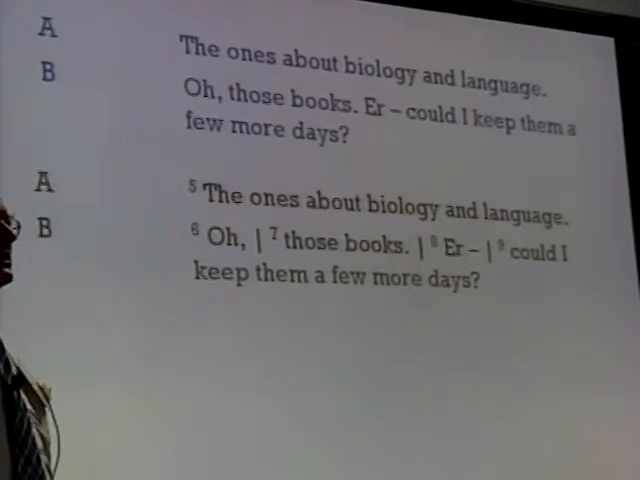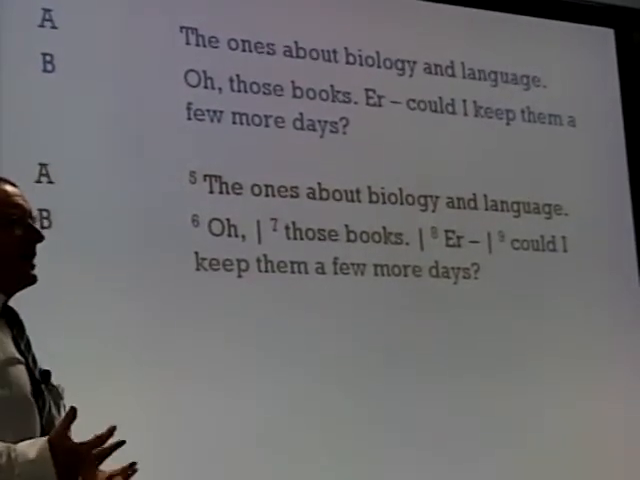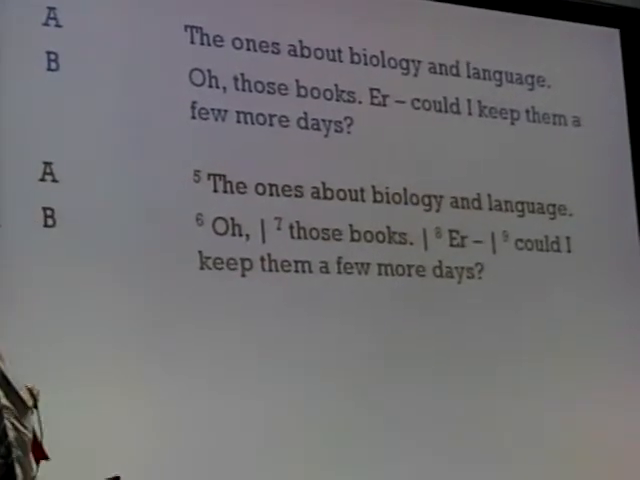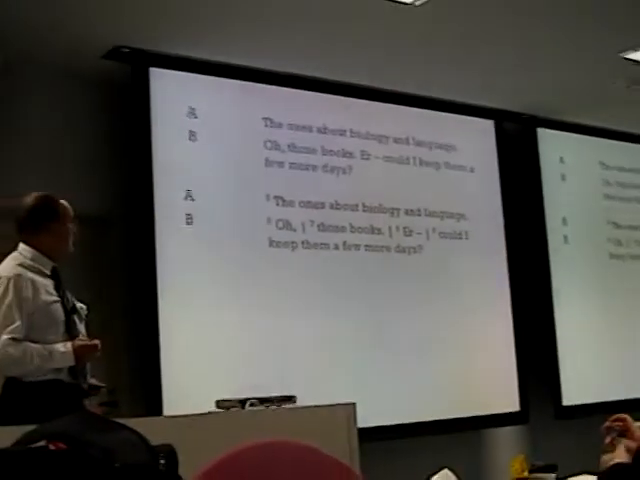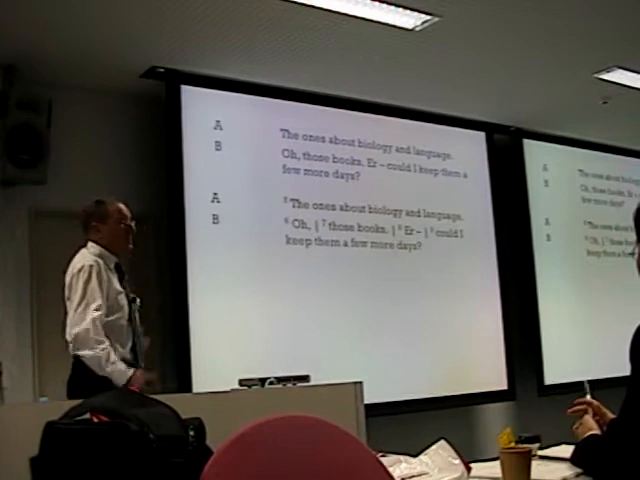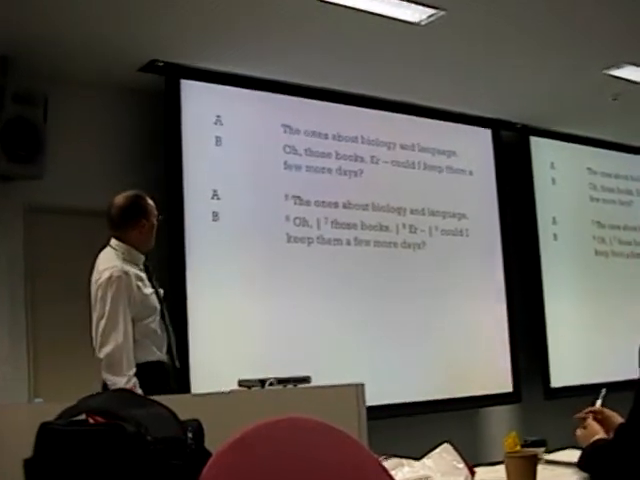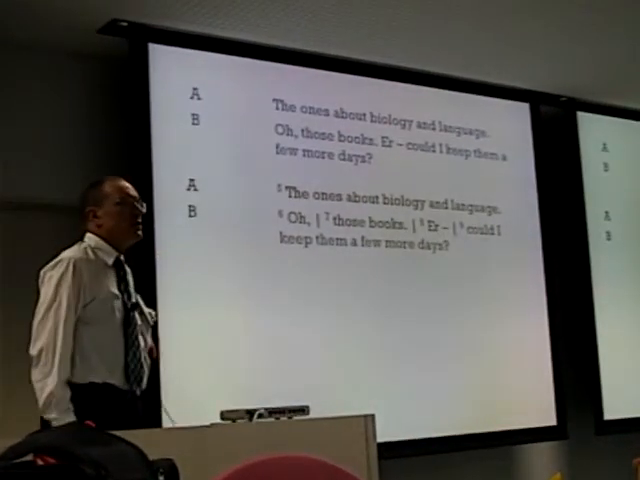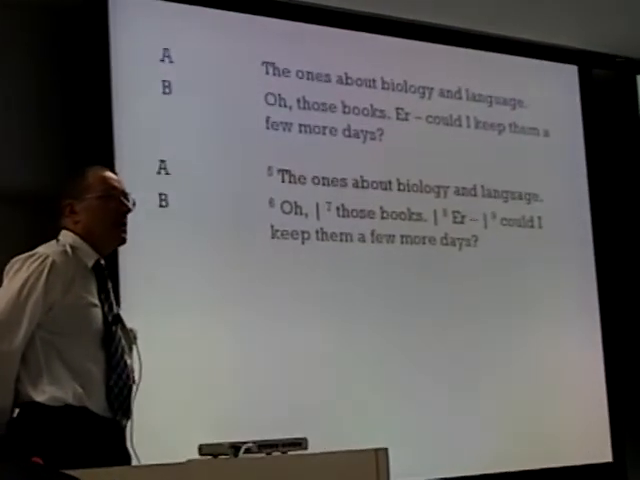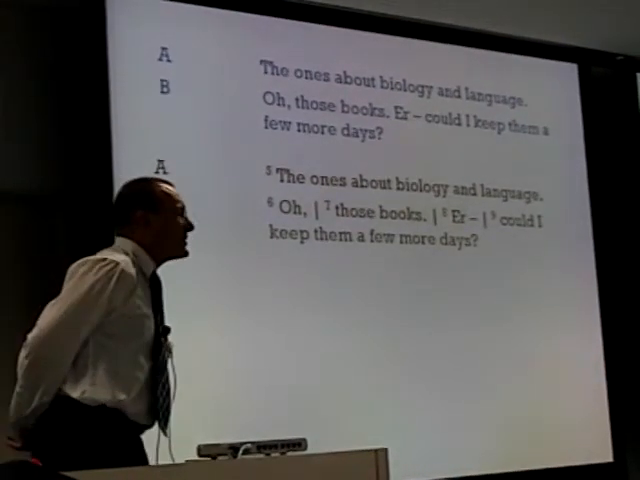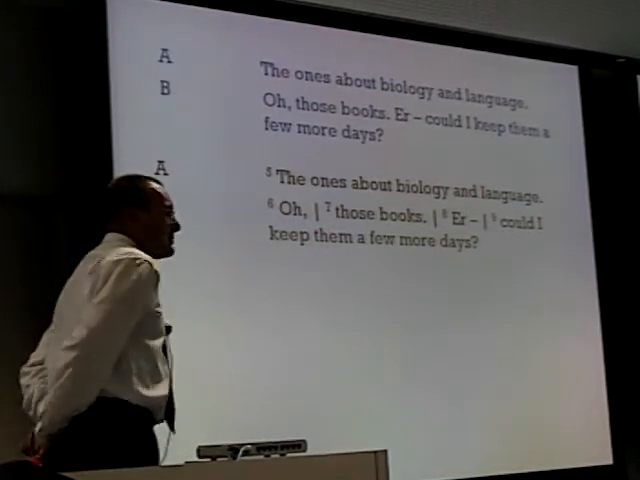Number 6. Now this is again an interjection. And interjections tend to have their own intonation. So I've given it a separate group. It's only one syllable, so it must have the nucleus. What about those books? Where does the nucleus go? On books? No, that's repeated. So on those, must go on those.